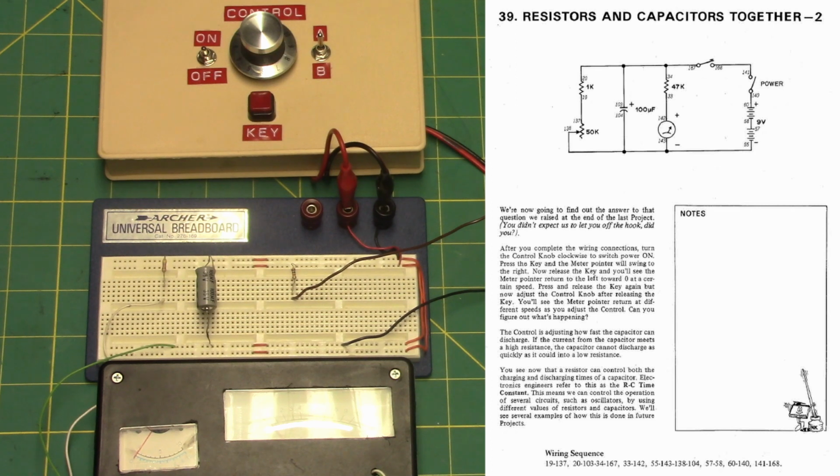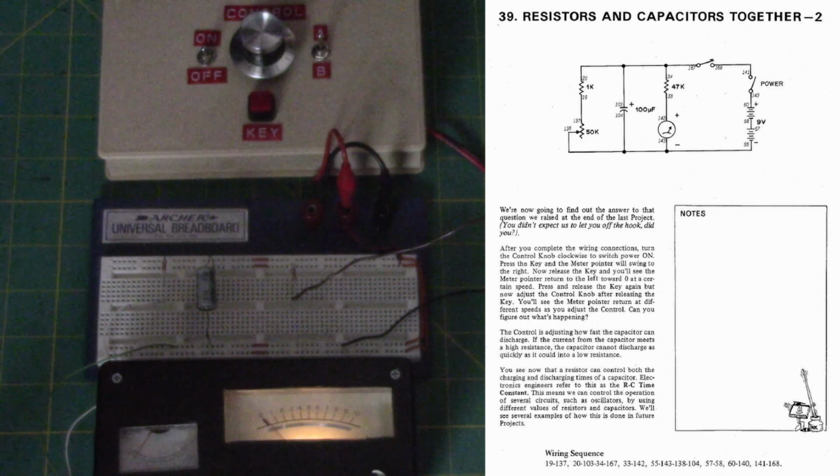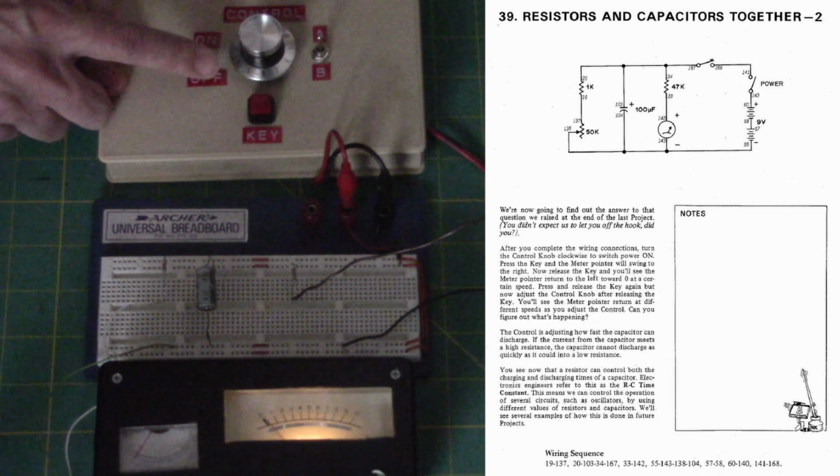We're now going to find out the answer to that question we raised at the end of the last project. You didn't expect us to let you off the hook, did you? After you complete the wiring connections, turn the control knob clockwise to switch power on.